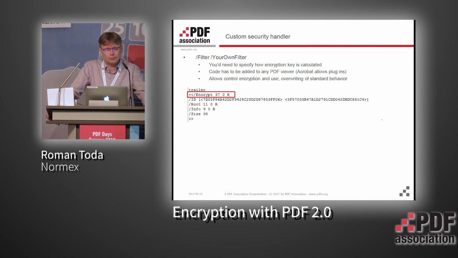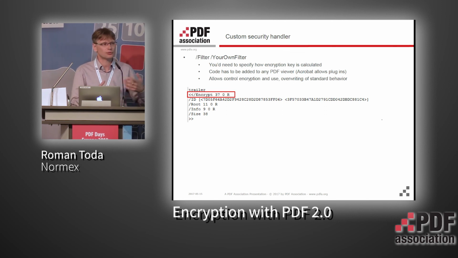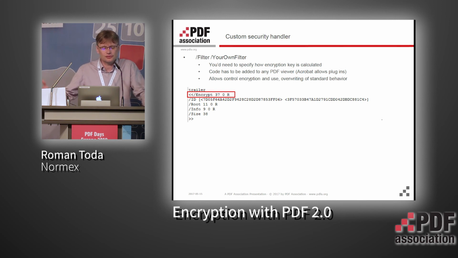You can also better control the access, and you can override the standard behavior. And also, your code has to provide the way to calculate the file encryption key. Still, the base is the same. Your custom security handler generates or provides the file encryption key, and the code in Adobe Acrobat or whatever viewer you're using will use this encryption key to decrypt or encrypt the streams and strings.